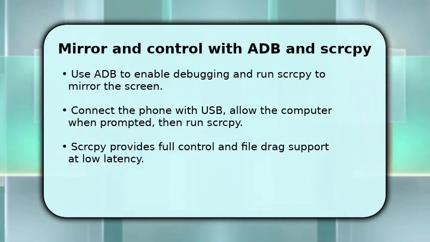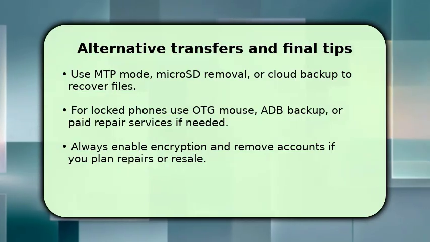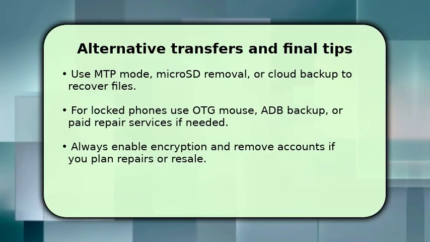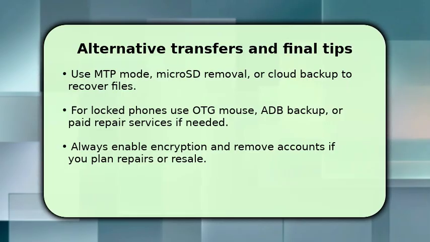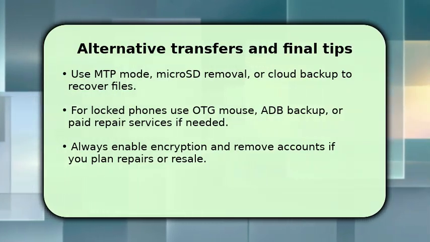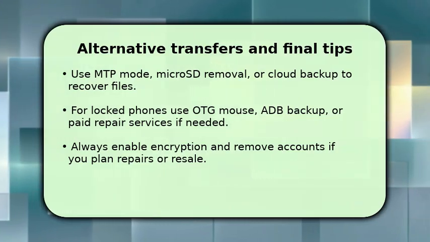If mirroring is not possible, use MTP mode to access files directly on the PC. Remove the micro SD card and read it with a card reader for photos and documents. Use cloud backups if they were enabled previously to restore data quickly. For a locked or encrypted phone, try ADB backup commands after granting permissions with an OTG mouse.